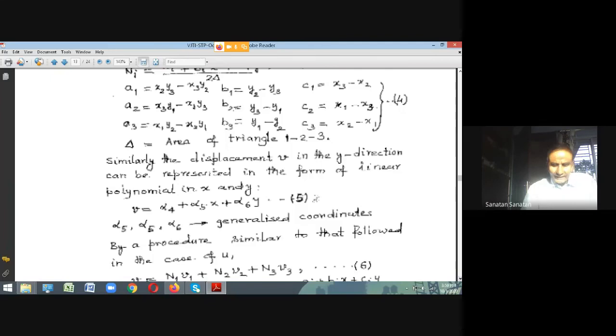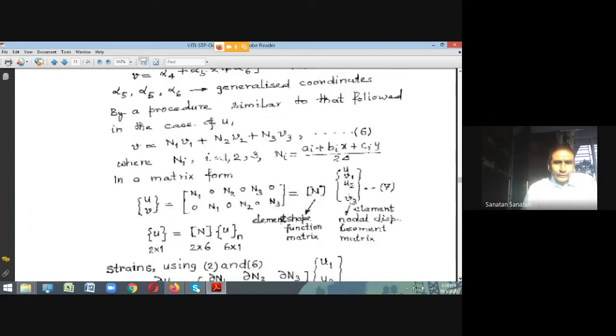And finally, you see that we get the total form of V as N1 V1 plus N2 V2 plus N3 V3. Again, we find that Ni has the same form as in the case of X, or rather U, and you see these constants are again arbitrary constants Ai, Bi, Ci. These 9 constants are also given in the form of the nodal coordinates.